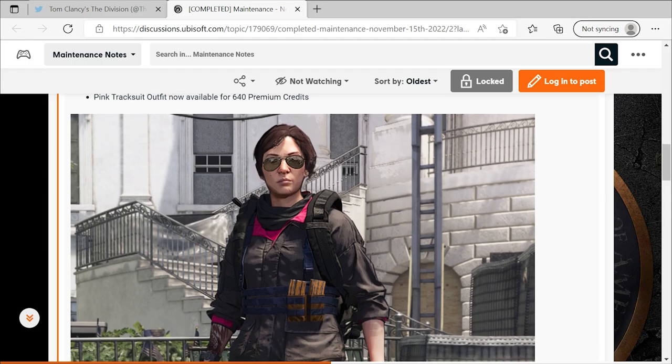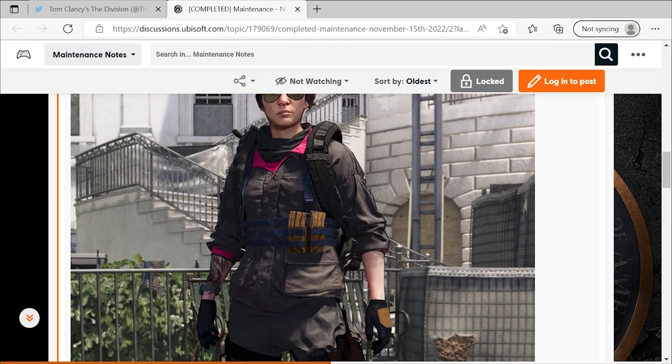The reason why I think people are going to be excited by this is I've had a lot of people say to me that they wanted the return to the way that apparel was done in the Division 1, where you had a base item that had a multitude of colorways that you could equip for that same item. And with this tracksuit, we obviously just got the yellow tracksuit as part of the one-time offer a few weeks back, and they're now adding a pink one.